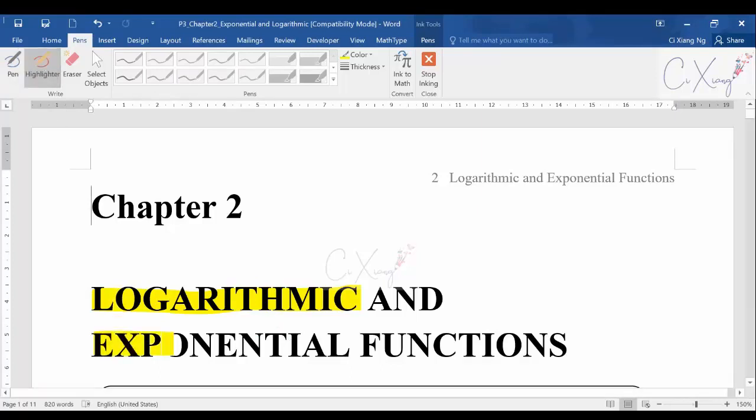So exponential functions, anything with power x we call as exponential function. So as an example, 2 power x, this is one of the exponential expressions. Okay, or maybe you are having 3 power x squared. This is also one of the exponential functions. All right, as long as anything with power x, we call it exponential functions.